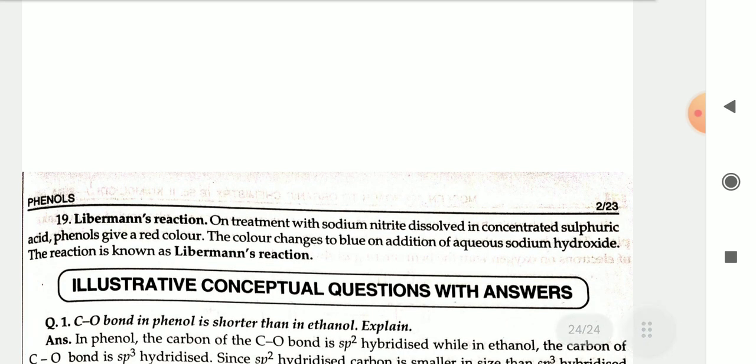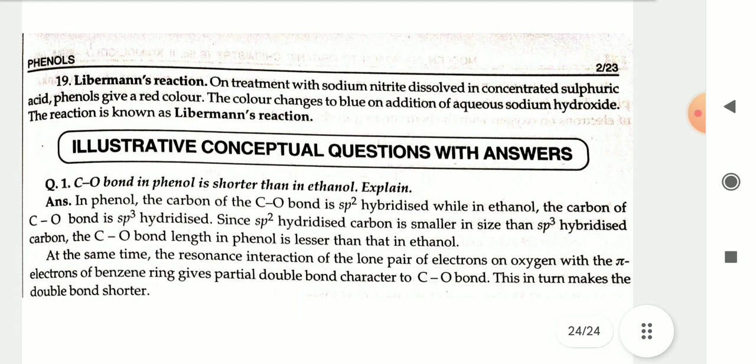19. Liebermann reaction. On treatment with sodium nitrite dissolved in concentrated sulfuric acid, phenol gives a red color. The color changes to blue on addition of aqueous sodium hydroxide. The reaction is called Liebermann reaction.